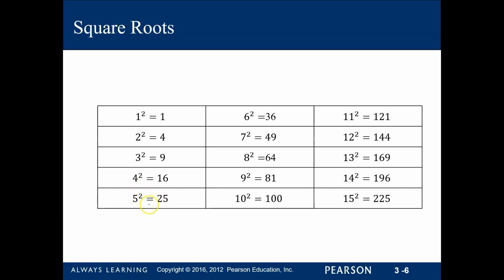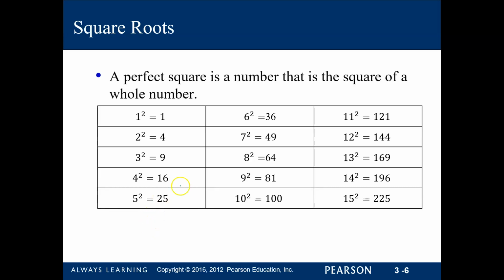Those square roots that are not irrational, which are actually rational, are what we call perfect square roots. A perfect square is a number that is the square of another whole number. Pretty much these are our perfect squares. Knowing the perfect squares is very important, especially for later on.